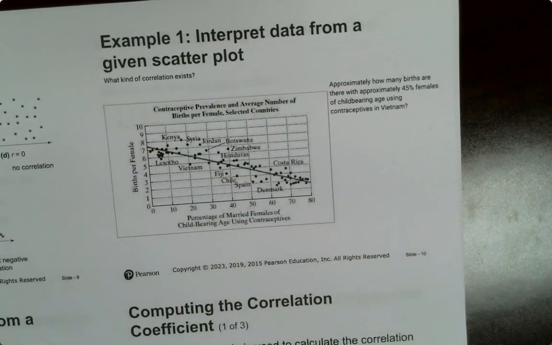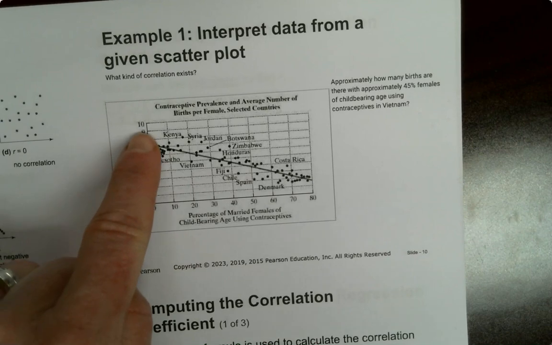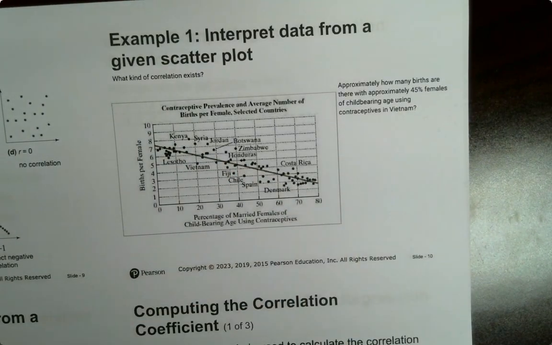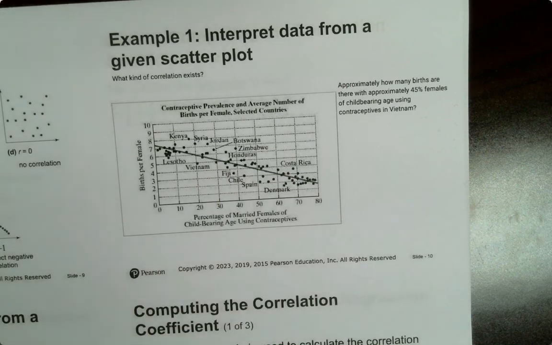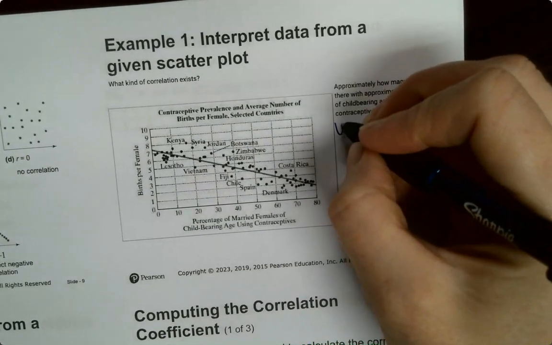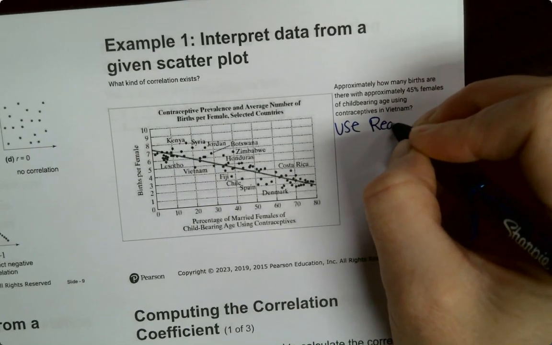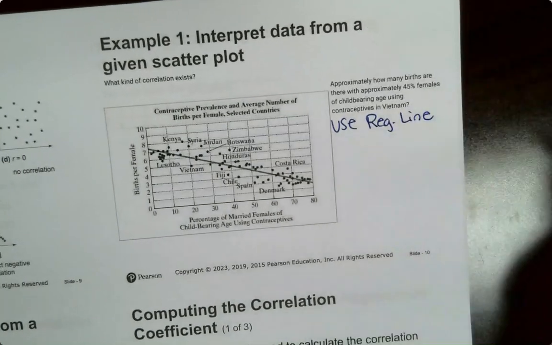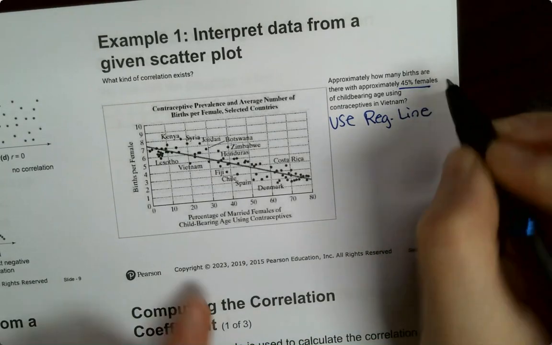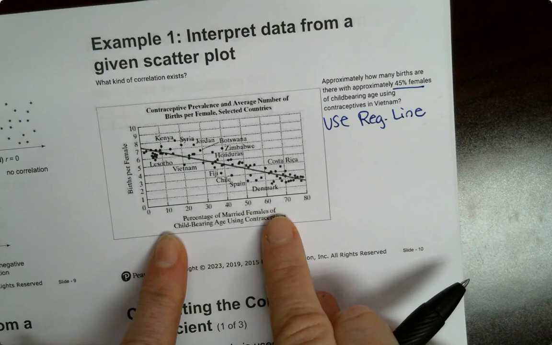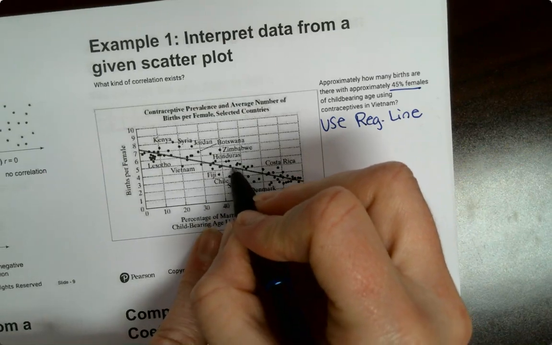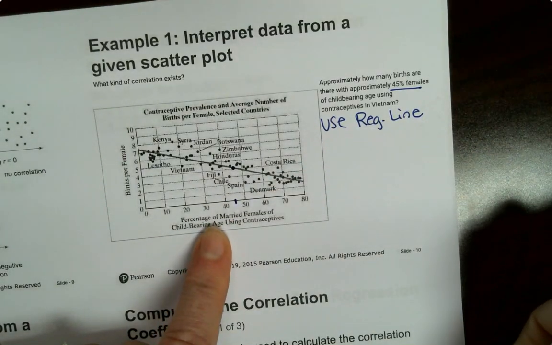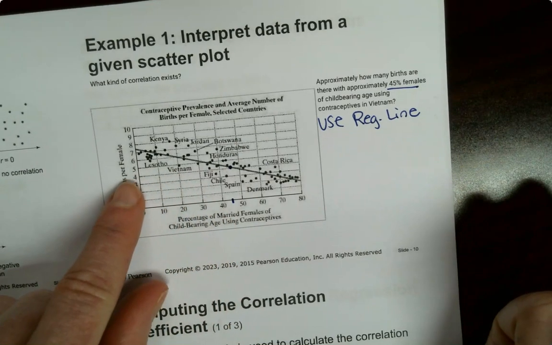So we can answer questions on a scatter plot. So you could make your line of best fit going through here. It says approximately how many births are there with approximately 45% females of childbearing age using contraceptives in Vietnam. So we're using the line of best fit or regression line. So it says 45%. So we're going to look here, percentage of married females using contraceptives. So 45 would be right here. We're going to follow it up till we get to the line. Looks like it's about 4.